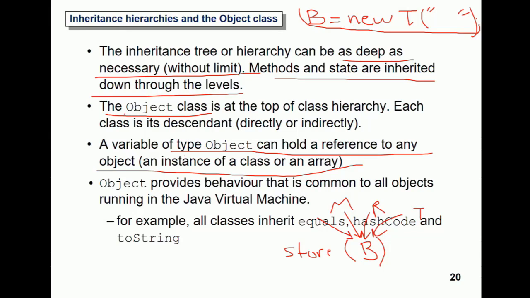Because object is the top level class and the top level object of any program, a variable of type object can hold a reference to any object of any of your programs. So object is useful in that it provides behavior common to all objects running in the Java virtual machine. For example, all classes inherit these useful methods: equals, hash code, and toString. These are very useful methods, and we'll be talking about them a bit more later.